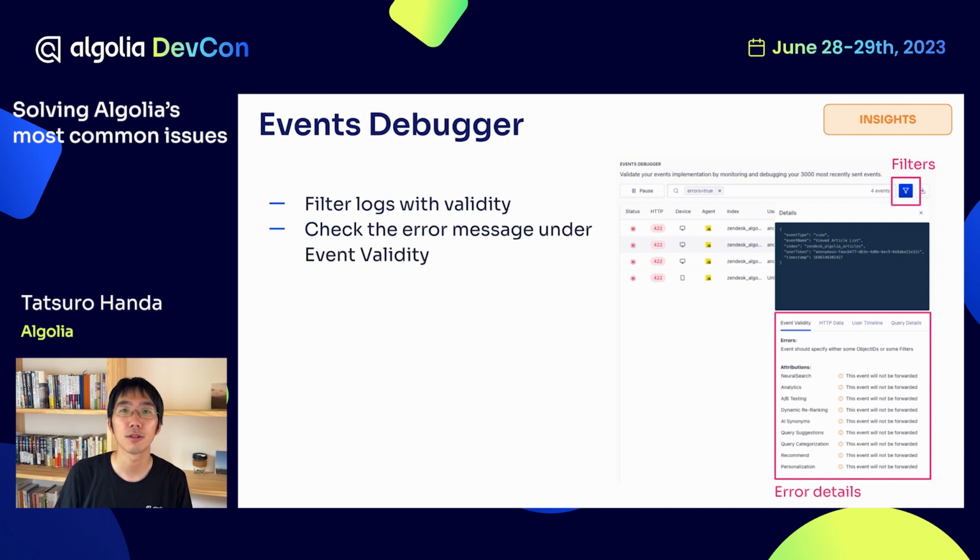This means that the request body is missing object IDs, so you need to debug the front end to see why.